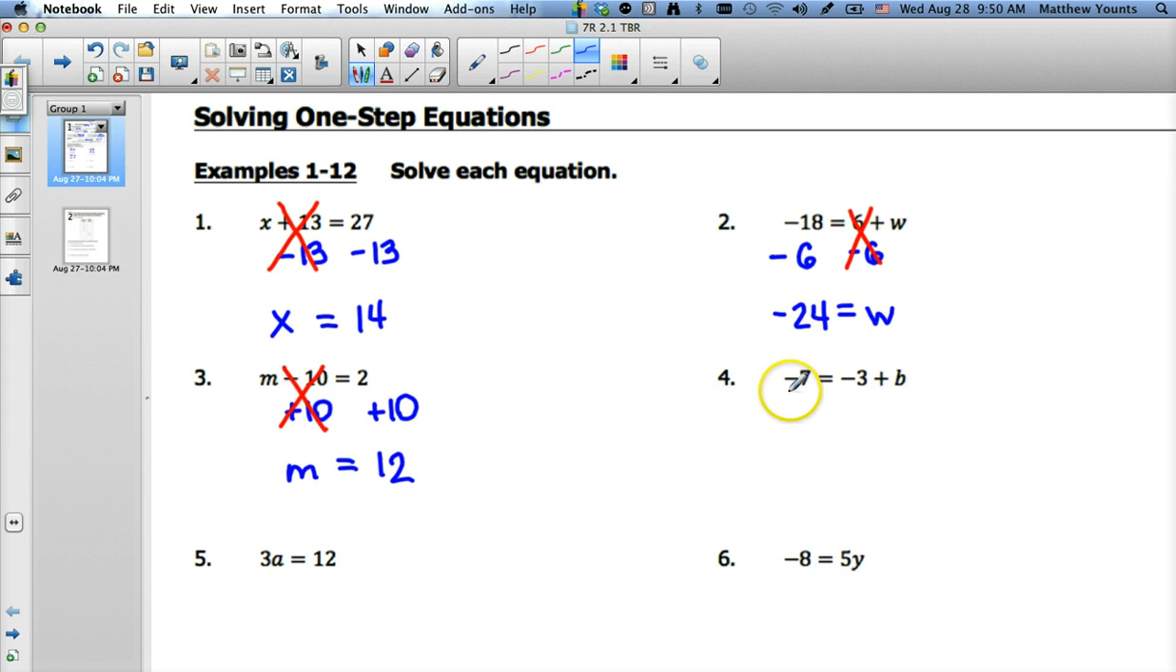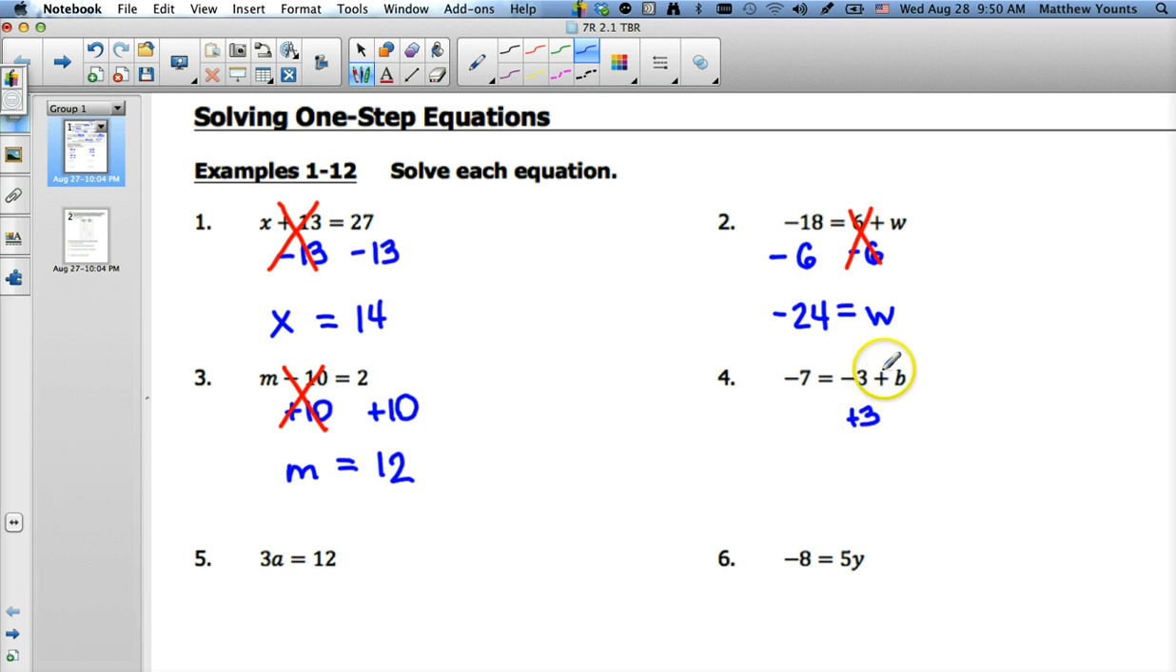Number 4, we have negative 7 equals negative 3 plus b. Well, our goal is to isolate the b, and even though we see addition in this problem, I want you to pay attention to the sign in front of the 3. The sign in front of the 3 is a negative sign, and so we're going to treat this like a negative 3. To get rid of a negative 3, we need to add 3, and that's going to give us a 0 when we take negative 3 plus 3.